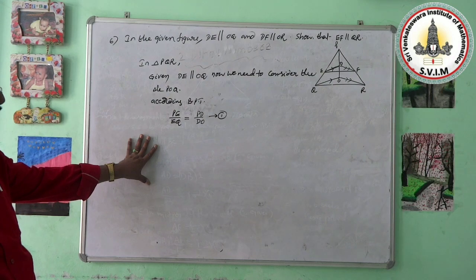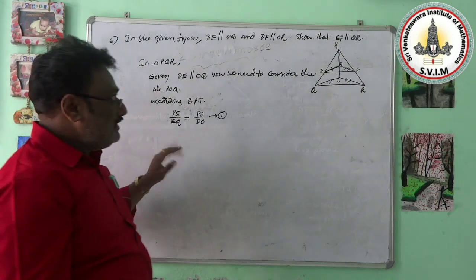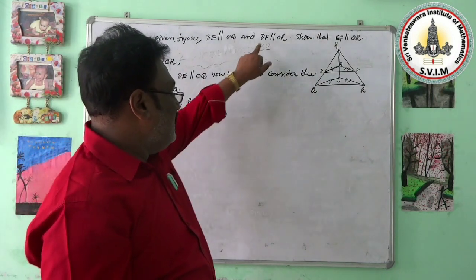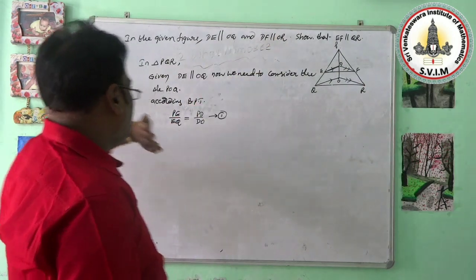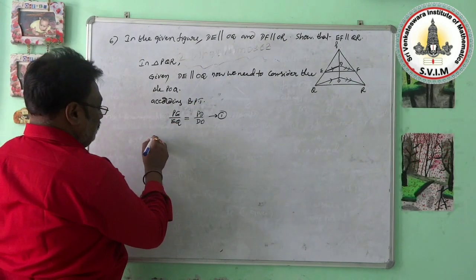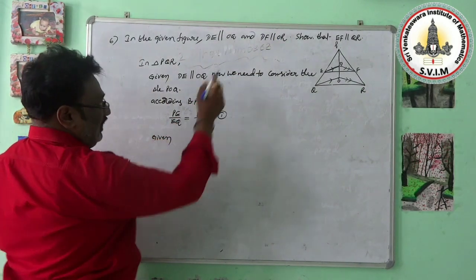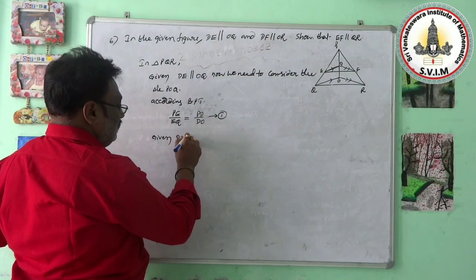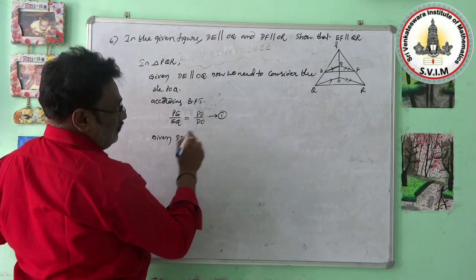Next, now we need to consider the second clue. What is that second clue? The clue means DF is parallel to OR. Okay? So, given DF is parallel to OR.